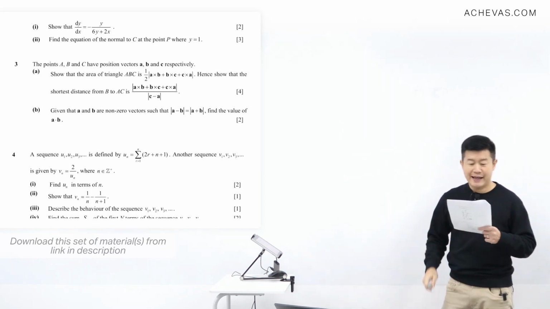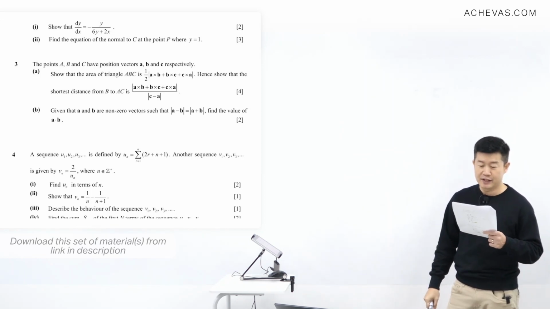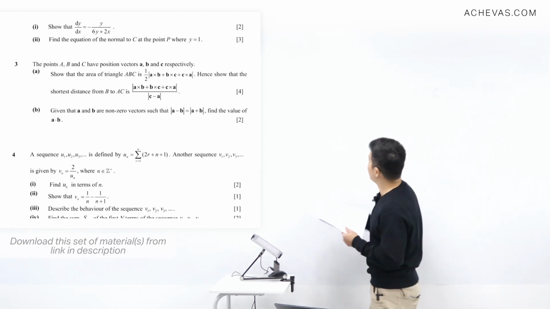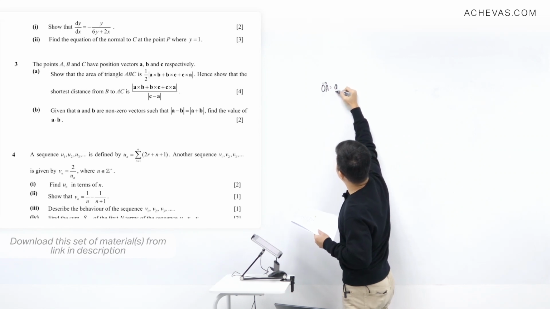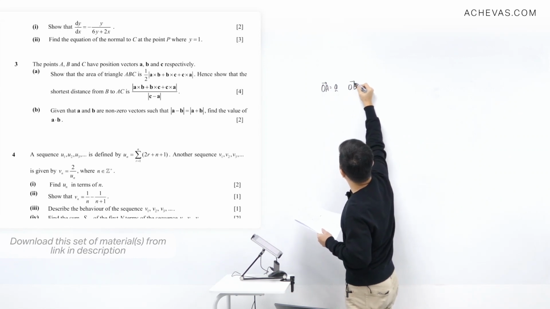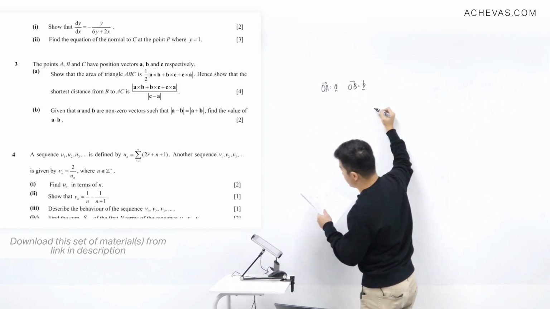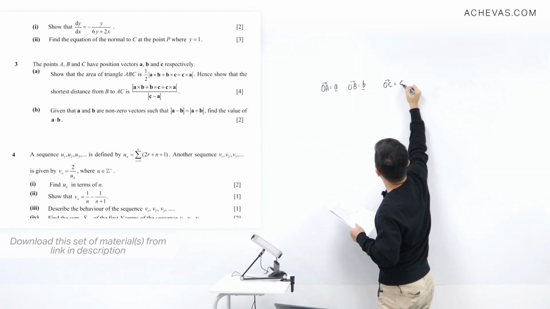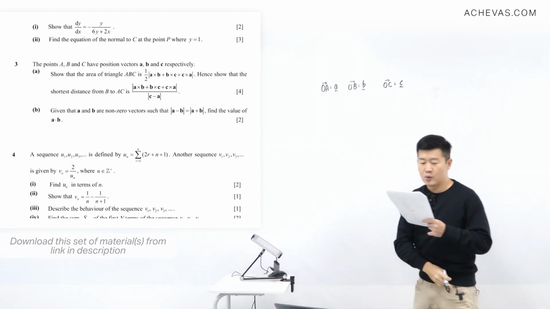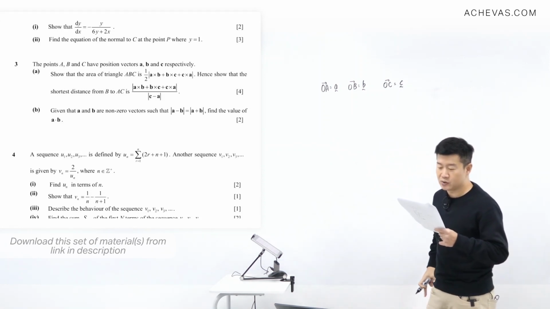So we have points A, B, C with position vectors a, b, c respectively. Let me write it down. We have OA, the position vector a, OB, the position vector b, and OC is given to us as c. We want to show that the area of triangle ABC.